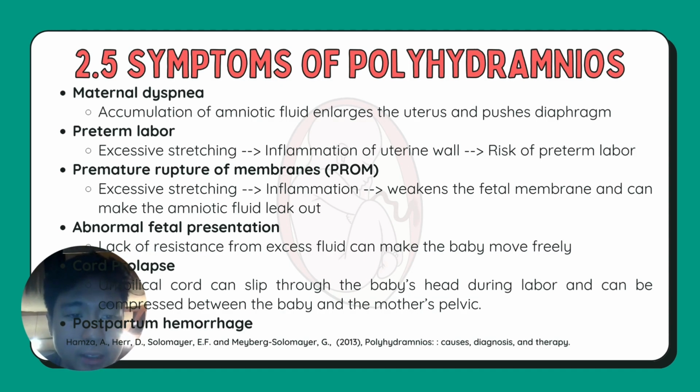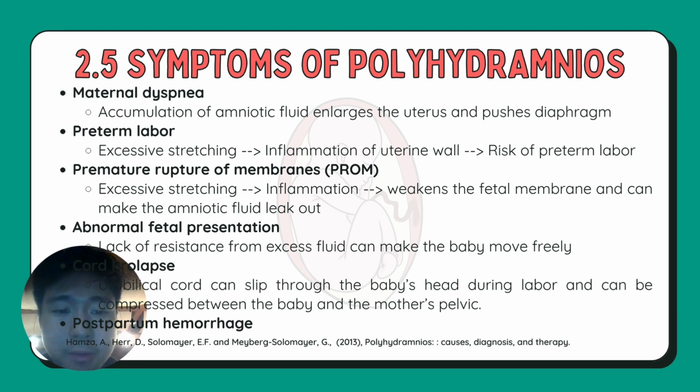First is maternal dyspnea, which makes it hard for the mother to breathe normally due to the accumulation of amniotic fluid that enlarges the uterus. It will push the diaphragm. Next is preterm labor, which occurs due to excessive stretching. It will make the uterine wall inflamed, which increases the risk of preterm labor.